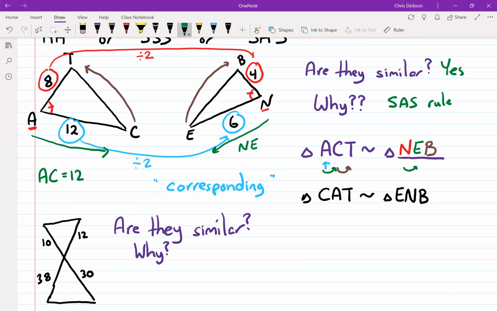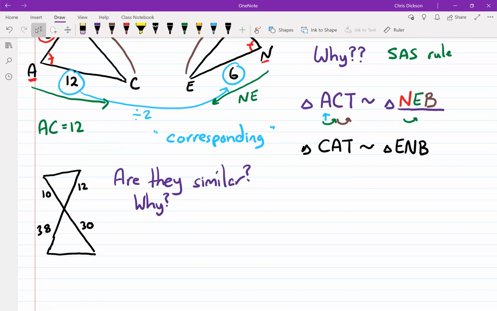So this question says, are they similar? First of all, we have to figure out which rule we're going to use here. I can't use the AA rule because I don't know any angles. Or do I? But I do have a couple sides here. But do I have 3 sides or just 2? Well, I just have 2 sides. So I think I'm going to have to look for the SAS rule here, because that's the only one that has just 2 sides to it.